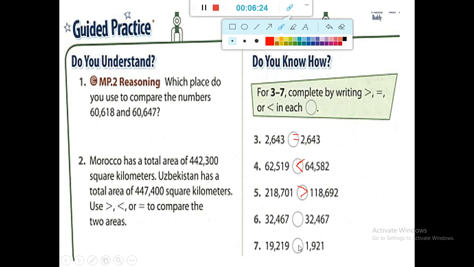Let me go to number 7. In number 7, look, no need to compare because in this number we have 4 digits and in this number we have 5 digits. Of course, the number with more digits is greater than the one with fewer digits. So 19,219 is greater than 1,921. By this we can compare whole numbers or multi-digit whole numbers.